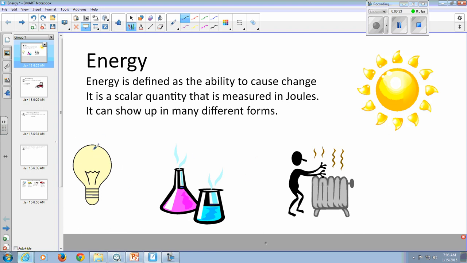First one here, the light bulb, is representing electrical energy. Next one here is representing chemical. The guy by the heater is representing thermal energy. And last is the sun representing solar energy.